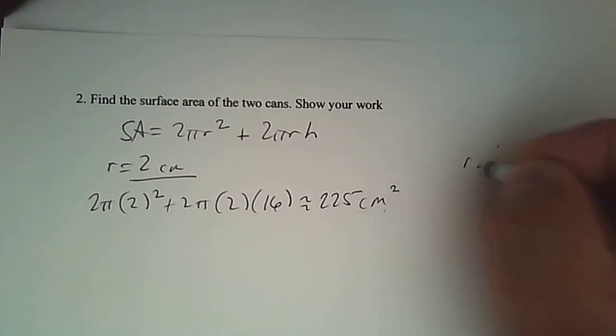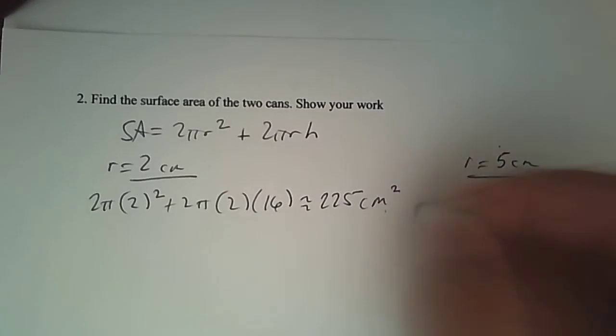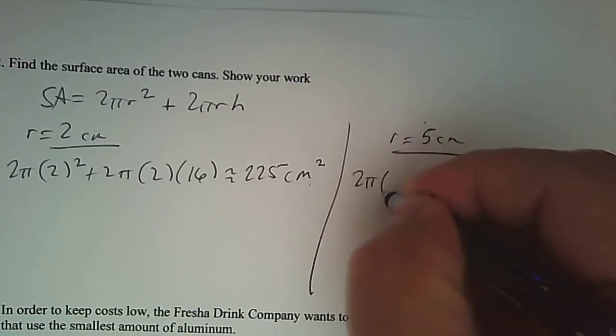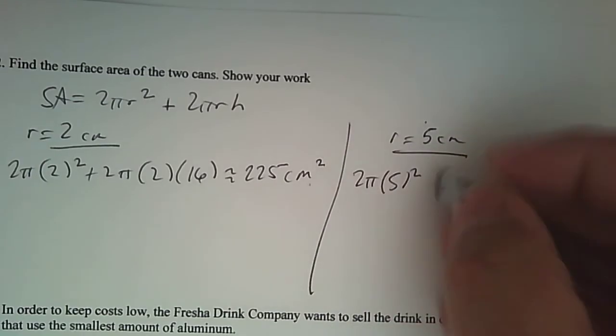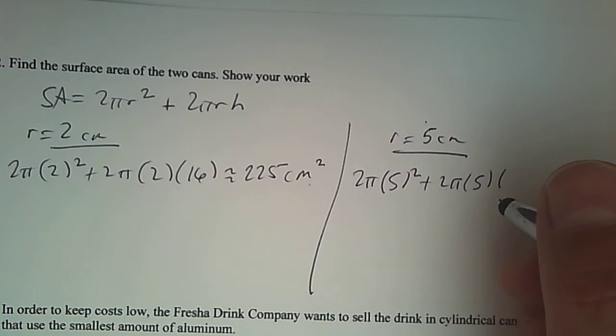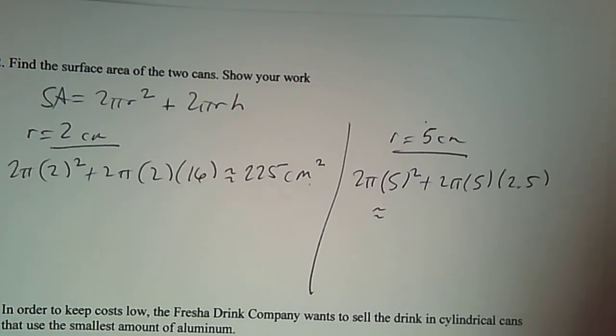Now, what happens if the radius was 5 centimeters? What would the surface area be? So for the second one, again, it would be 2 pi r squared plus 2 pi r h. The radius is 5. And we just said the height was, what, 2.5? So put that in your calculator. And what would be the approximate surface area of the second one?